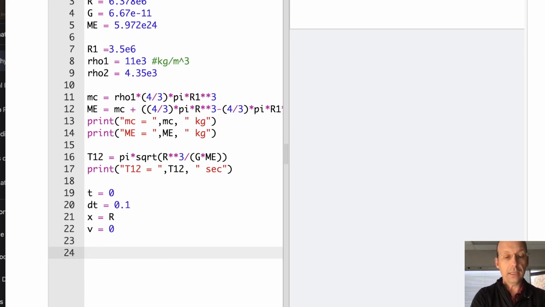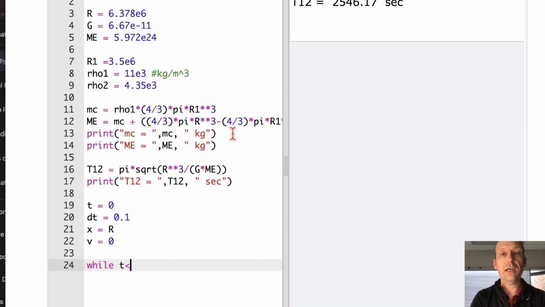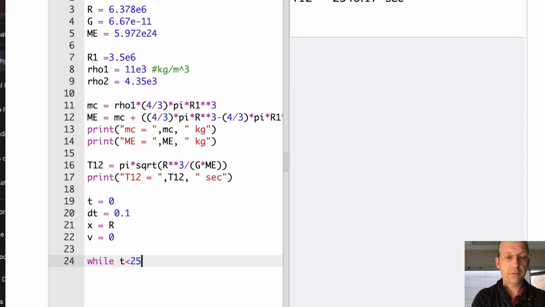So let's go ahead and say while x, I want to let it go all the way through the center of the Earth and stop. And I'm afraid that it might not make it to the other side. So let's say while x is greater than 0. Let's just do while, I'm trying to think here. Let's just say while t is less than, what did I just run this at? 2,500. Let's just see what happens.